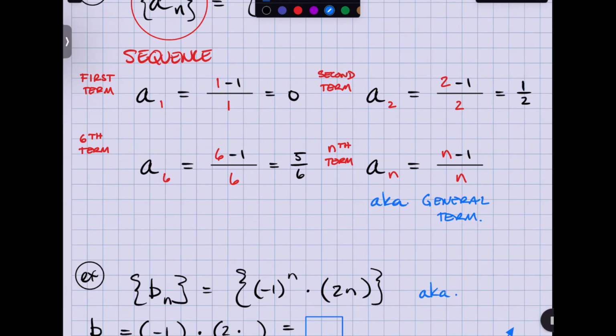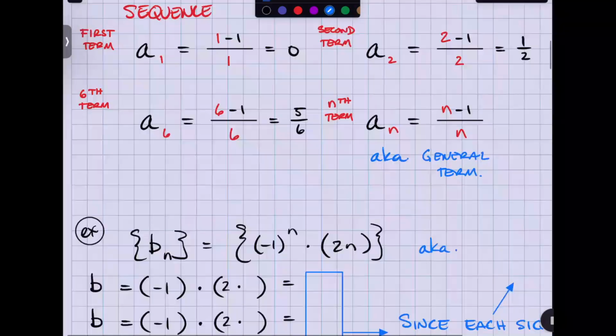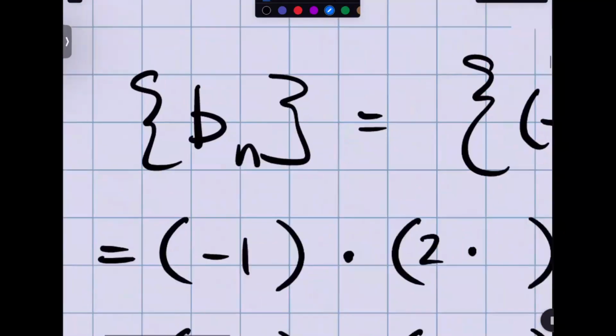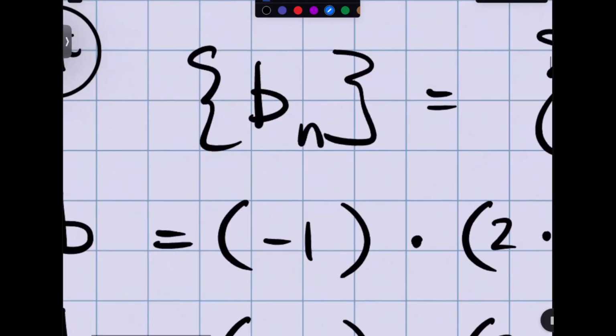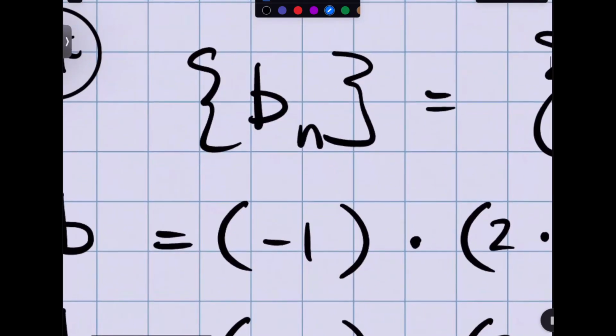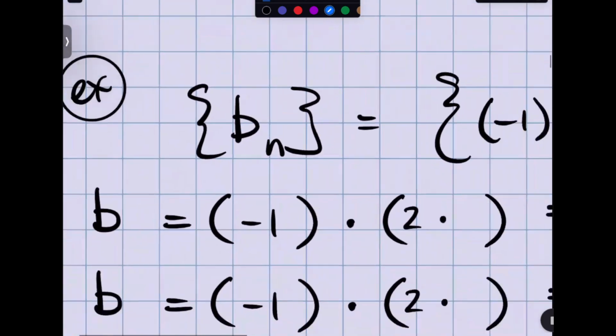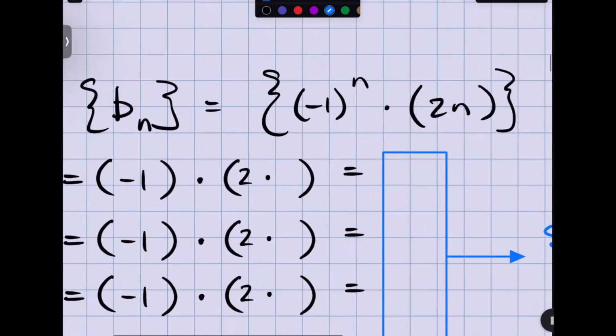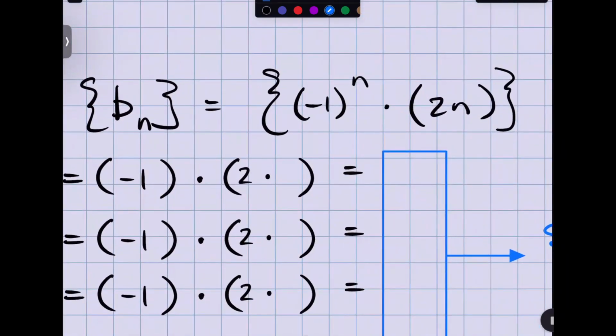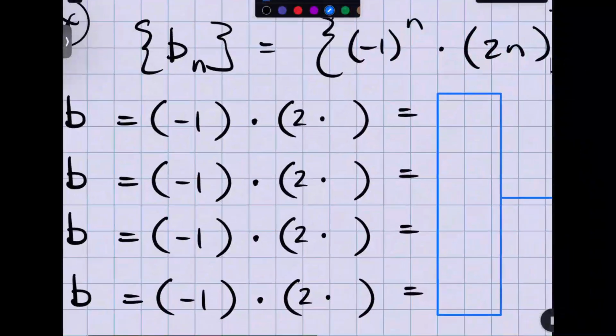Not bad? All right, so let's say they give you this right here. So I see this squiggly bracket, b sub n. Tells me it's a sequence. What is that general term? The general term says -1 raised to the n power times 2 times n. Great. So let's go ahead and find the first 4 terms.